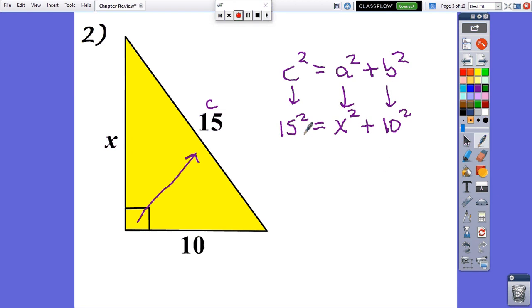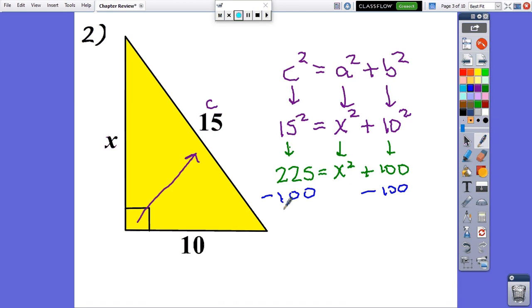Once again, we need to convert our squared numbers into not squared numbers. So 15 squared is 225. The x squared is going to stay put at x squared. Plus 10 squared is 100. Now in this problem, we need to get the x squared all by itself. So we need to first move the 100 over to the other side with the 225, so that they cancel out over here. And then 225 minus 100 is 125 equals x squared.